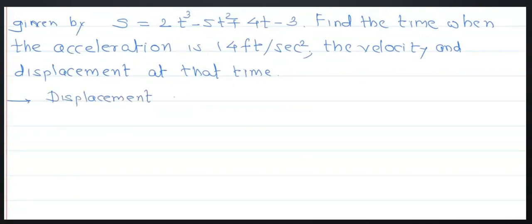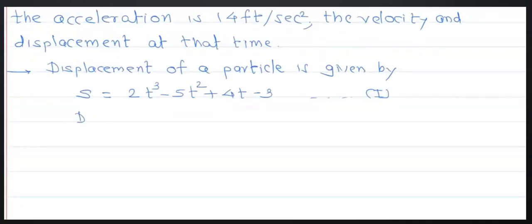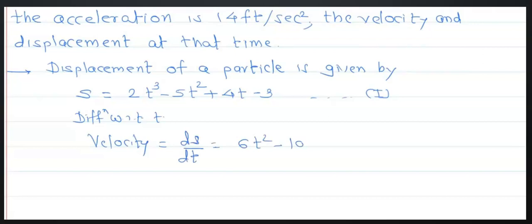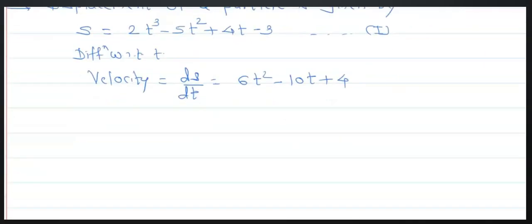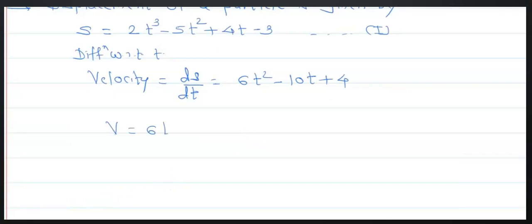That is, we have given that s is equals to 2t cube minus 5t square plus 4t minus 3. This is the first. Now differentiate this with respect to t. Therefore, velocity is ds upon dt, that is 6t square minus derivative of 5t square, it's 10t. Derivative of 4t is 4. Therefore, ds upon dt, that is the velocity, 6t square minus 10t plus 4.